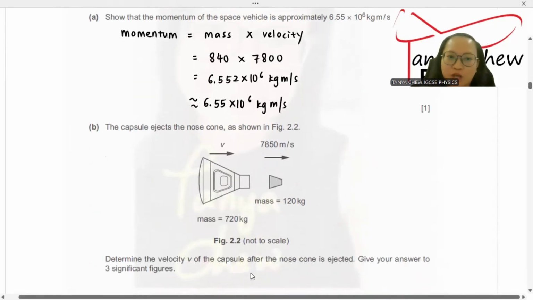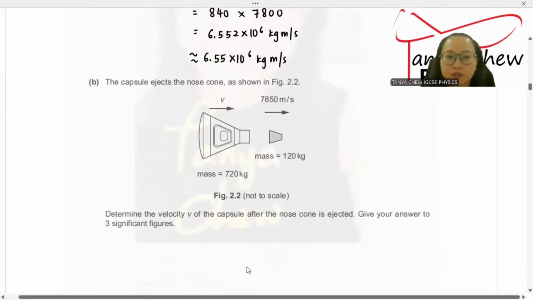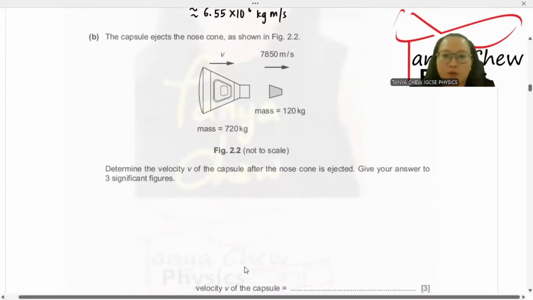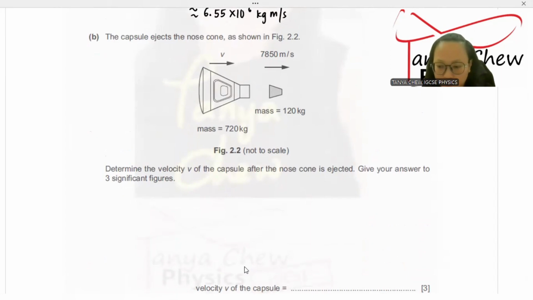B, the capsule ejects the nose cone, as shown in Fig 2.2. Determine the velocity v of the capsule after the nose cone is ejected. Give your answer to 3 significant figures. This is super important: 3 significant figures. I am definitely going to use the principle of conservation of momentum.